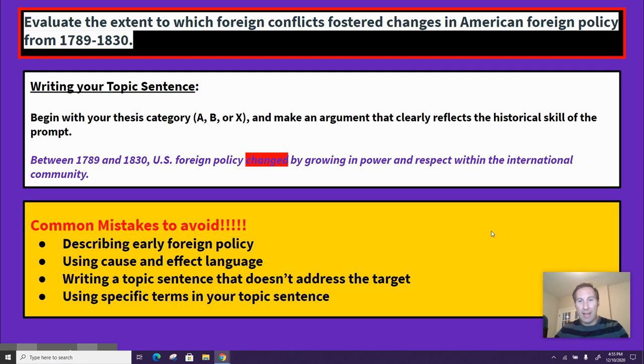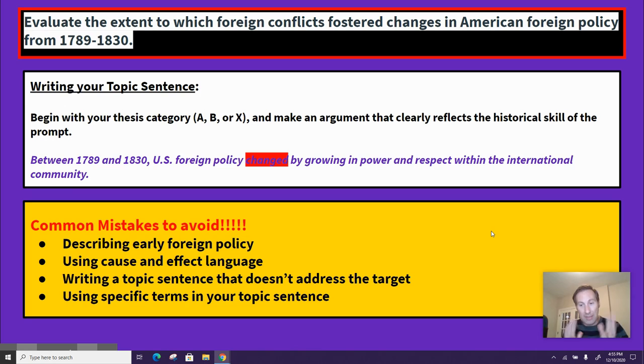So one of my categories was growing power and respect. So I'm just going to start with a statement that clearly lays out my point of argumentation. Between 1789 and 1830, U.S. foreign policy changed by growing in power and respect within the international community. So America is becoming more respected, and they're becoming more powerful.